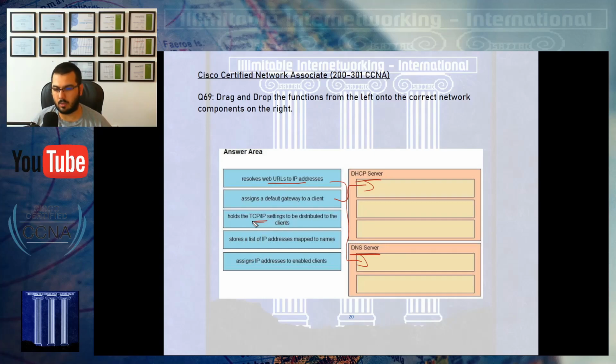Stores a list of IP addresses that are mapped to names. This guy, that's your job, it's your only job. Assigns IP addresses to enabled clients. As I said, the DHCP server assigns IP, subnet, gateway to guys, and it seems that this one must fit here. Holds the TCP/IP settings to be distributed to the clients. Okay, so it will be this one.